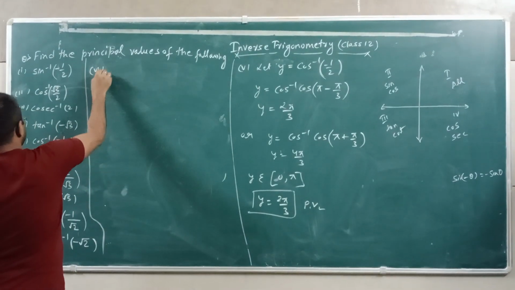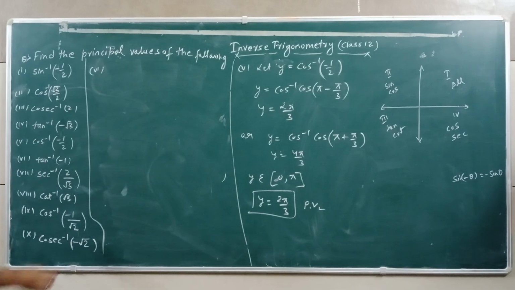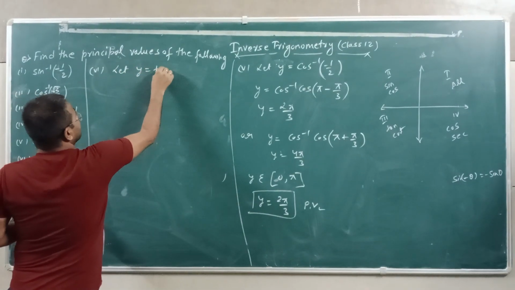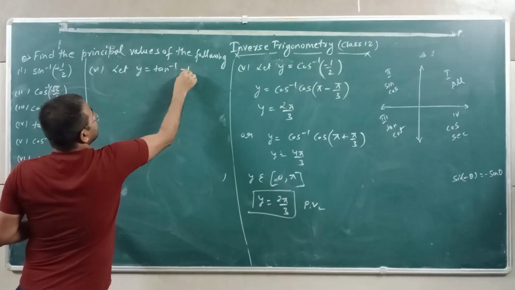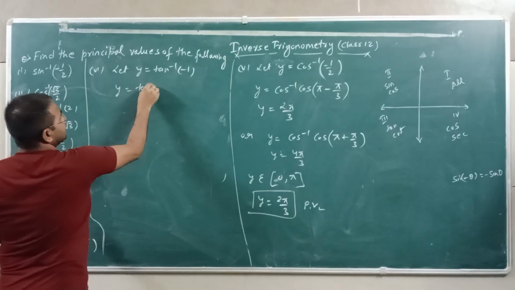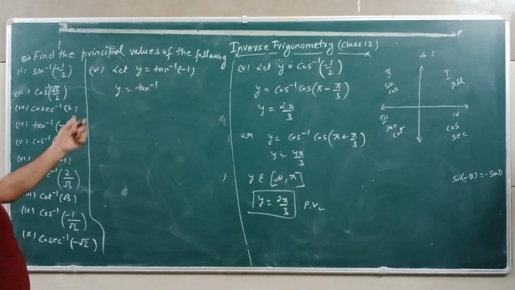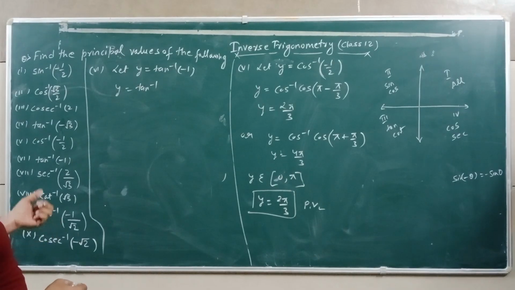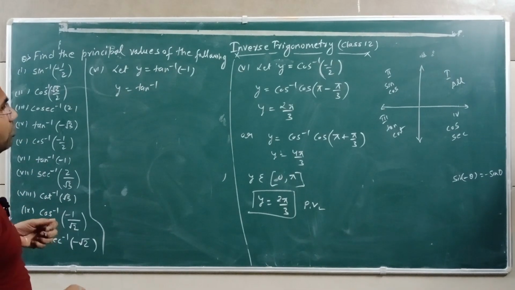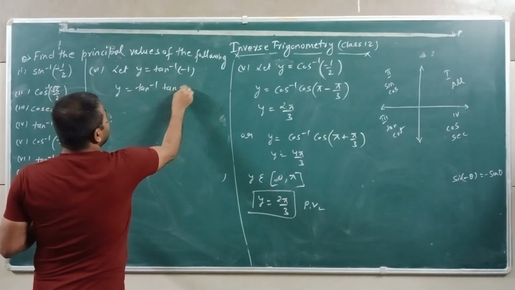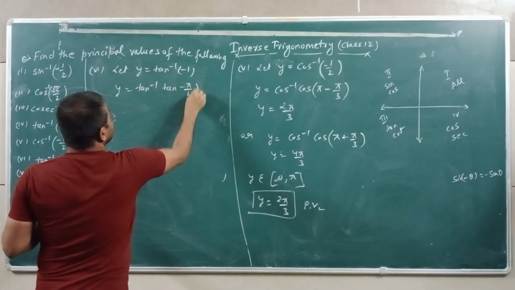Sixth one, tan inverse minus 1. So let y is equal to tan inverse minus 1. Now y can be written as tan inverse. Here you are getting a negative value, and tan 45 value is 1, and 45 can be written in radian form as pi upon 4. So here you will write tan minus pi upon 4.